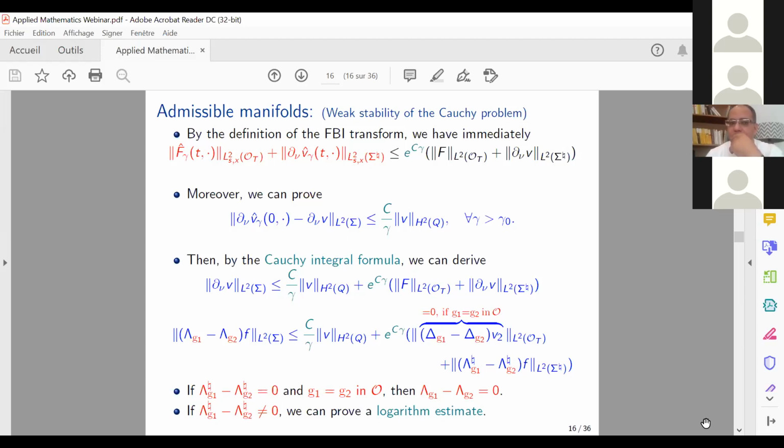Otherwise, it doesn't work. I see. So the solution you construct is supported everywhere in the boundary. F is supported in the whole boundary. Very good. Thank you.